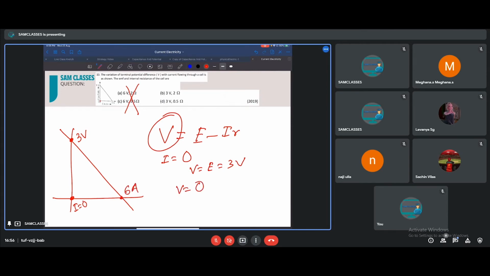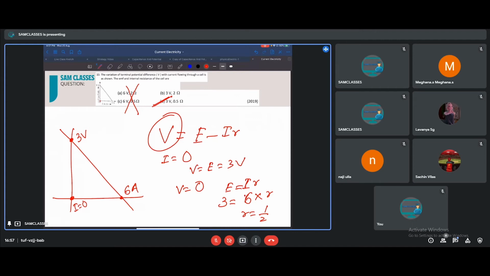6 ampere. So E minus IR, or E is equal to, directly I can write IR. So E is equal to 3. Current, that is 6 into R. So R is equal to what? Half. Correct. So 3 volt, 0.5 ohm. That's it. Anybody any doubt?